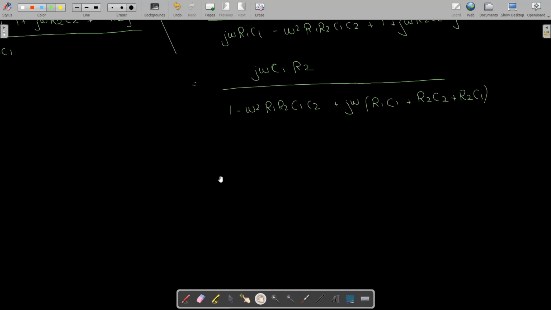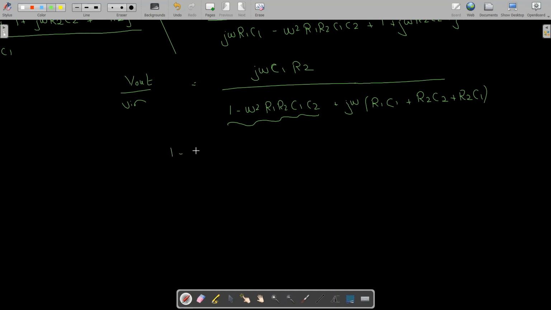Now when the phase shift is 0, it means that this term is going to be real. For this term to be real, this term is going to be equal to 0. Why? Because when this term is equal to 0, j omega and j omega are going to cancel out, and we are going to have a real term. So this term must be equal to 0 for this whole term to be real, so that we have phase shift of 0 degree.